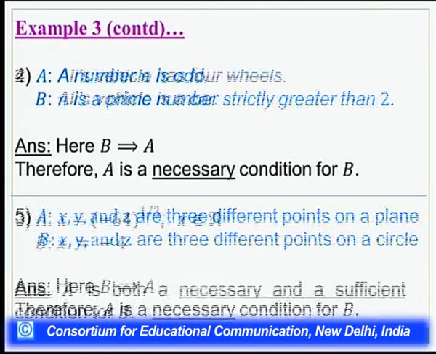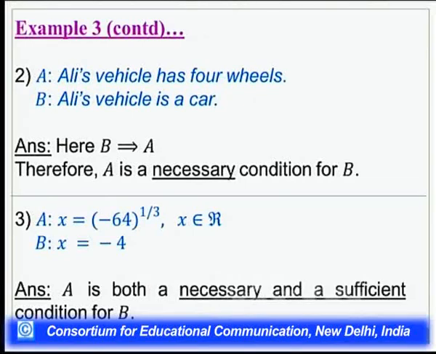Okay, the third example says x is equal to minus 64 to the power 1/3, where x is a real number, and proposition B is x is equal to minus 4. And here it's very obvious that both the propositions are equivalent, and therefore A is both a necessary and a sufficient condition for B.